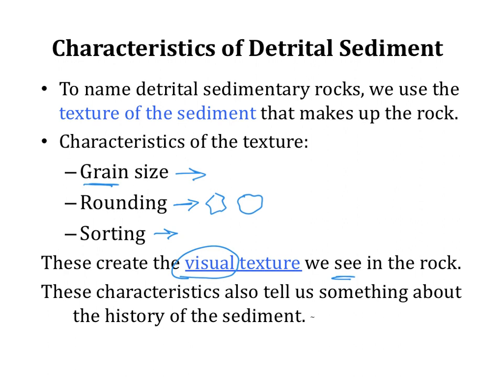One of the reasons that these characteristics are important is also because they tell us something about the history of the sediment. So remember, the sediment was created through weathering, and then it might have been transported a long way through wind or water before it was deposited to become a new rock. So we get some information about what happened to the sediment along the way from these characteristics.